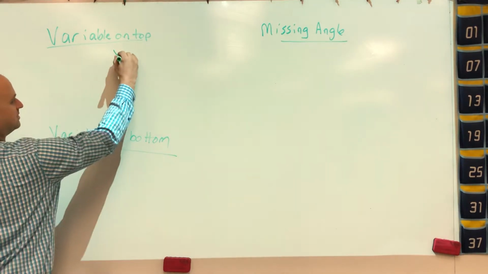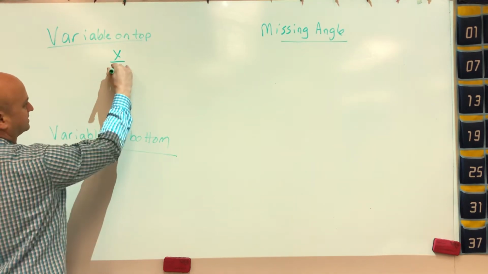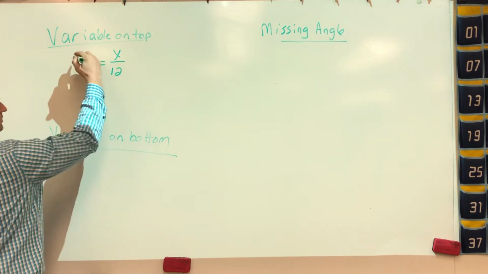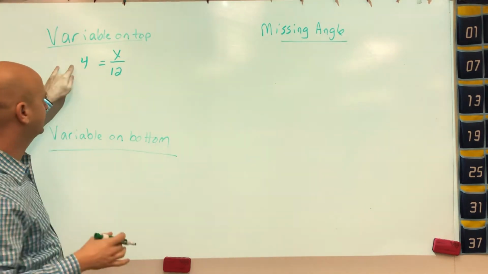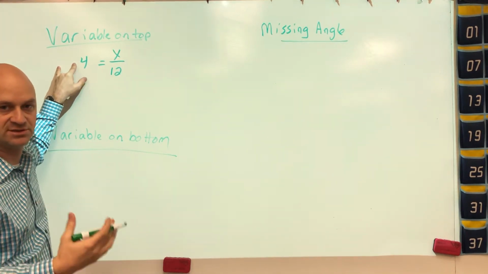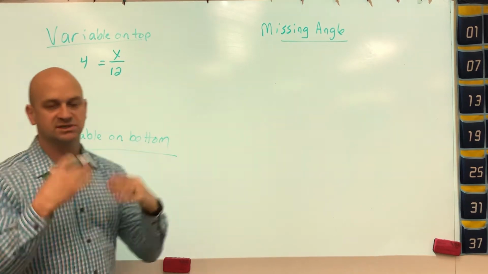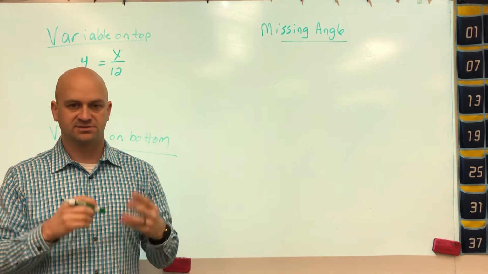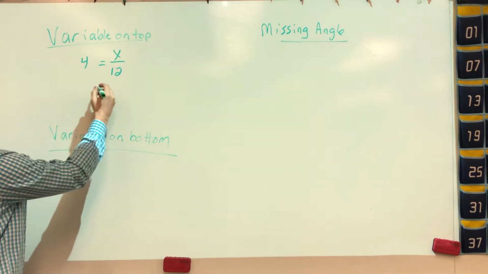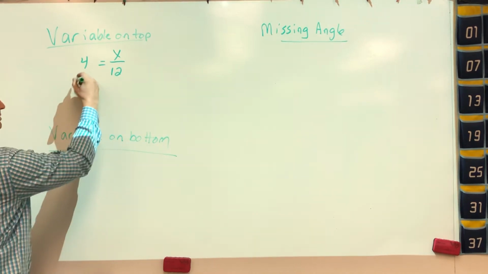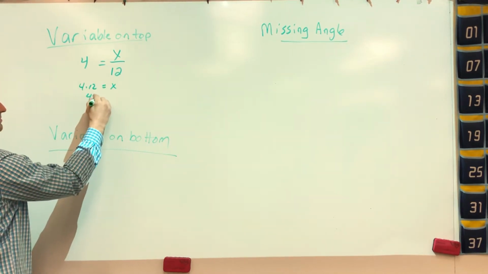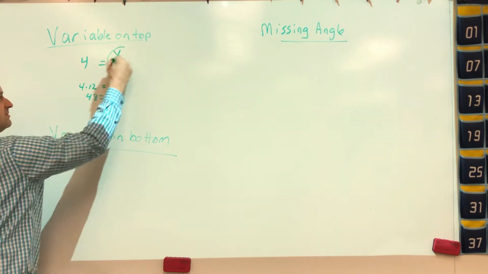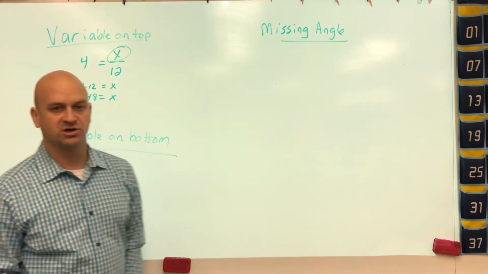So an example would be x over some number, like say 12, is equal to 4. Now what we're gonna do in trig is we're gonna have a trig function, sine, cosine, or tangent here. But just to explain the basics of the math, what we would do in this case is cross multiply. So we would do 4 times 12, and that's equal to x. So 48 equals x. So anytime the variable's on top, we're gonna cross multiply.